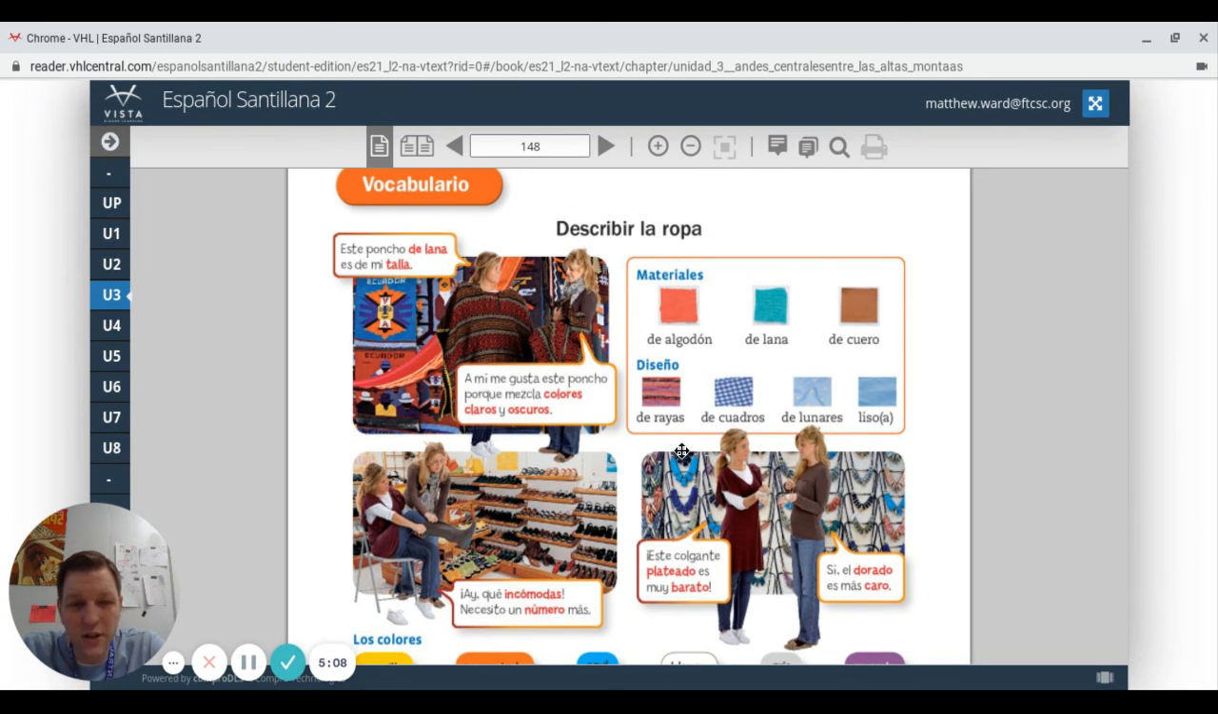Take a look at los diseños real quick. At diseños. Repita en clase. Es de rayas. Stripes are de rayas. Plaid is de cuadros, literally of little squares. Clase de cuadros. Polka dots are de lunares. Repita en clase. De lunares. And if it's plain, no pattern or no design on it, it's liso or lisa, liso.